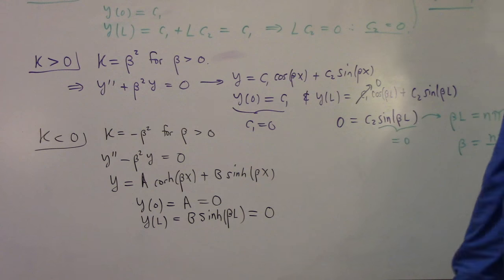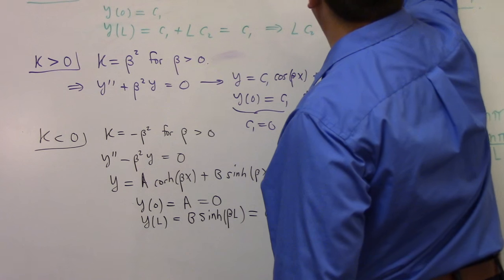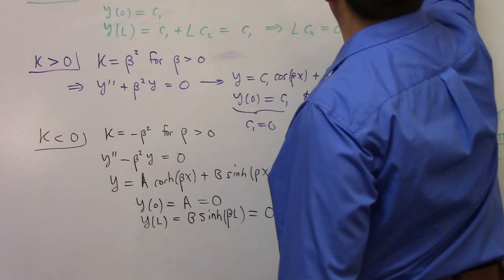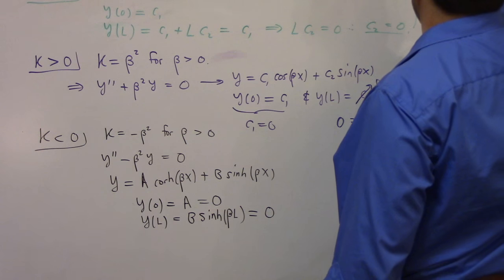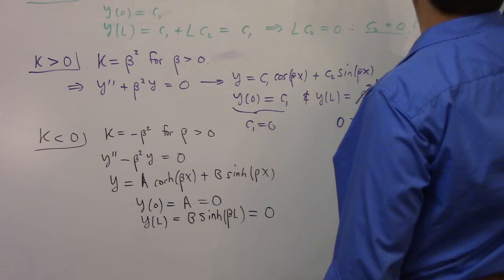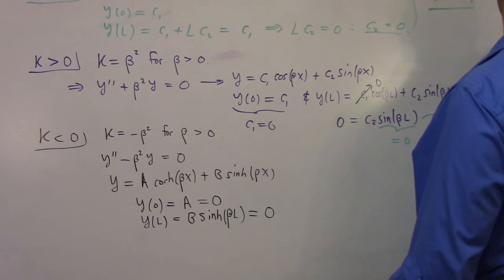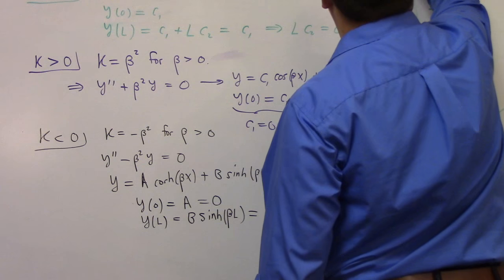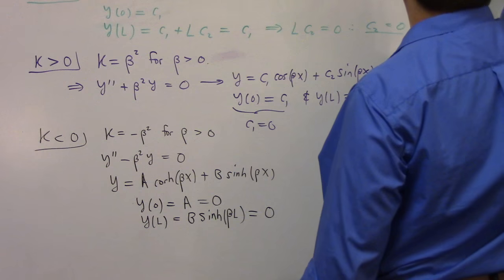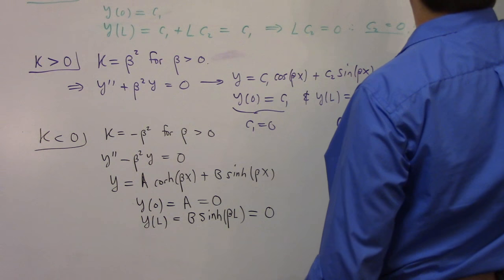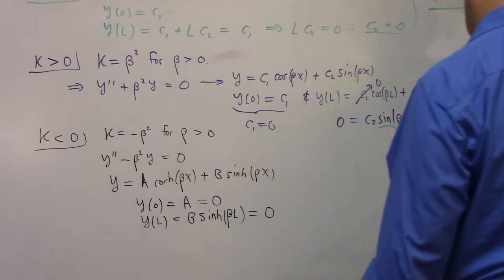Right. So, answer, theorem. Y prime prime plus ky equals 0, subject to y of 0 equal to y of L equals 0, for 0 less than or equal to x less than or equal to L, has solution. What does it have? Has solution.